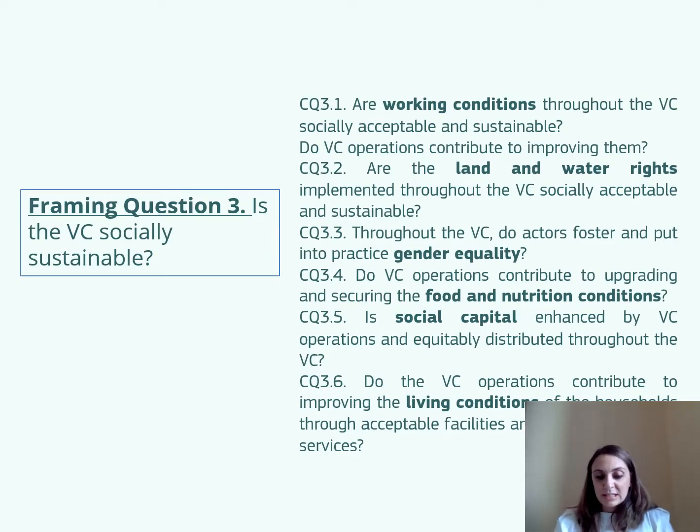Also for the social analysis, VCA4D follows the same structure. So we have a framing question, is the value chain socially sustainable? And then we have a series of core questions. And for the social analysis, we have 6 core questions, each of them relating to one of the 6 domains of analysis. Of course, the reply to the main framing question is not a yes or no reply, but we want to know which are the main key positive points of the value chains, or the ones that policymakers should be looking upon to strengthen the social sustainability of the value chain.